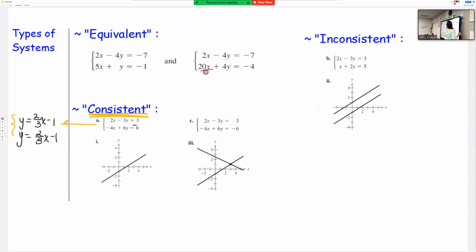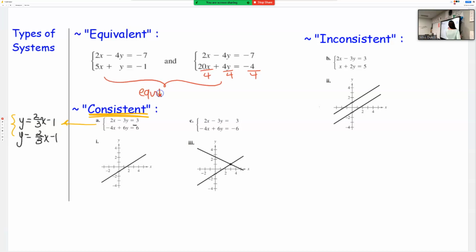It will change it from the side to this. I'm allowed to multiply or divide an entire row by anything I want, because division is multiplication by the reciprocal. 20 divided by 4 is 5, 4 divided by 4 is 1, negative 4 divided by 4 is negative 1. What is true about these two systems?